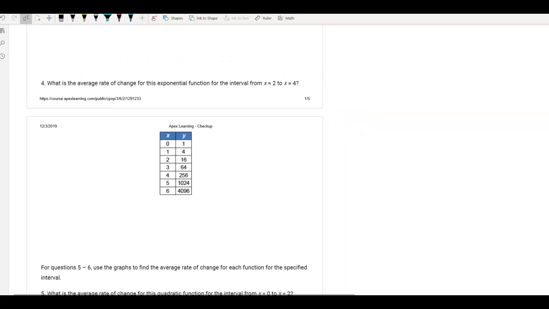What is the average rate of change for the exponential function from the interval 2 to 4? Well, if I look at this, all I'm going to do is find the slope between those two points. So 256 minus 16 over 4 minus 2 will give you 240 over 2, which is 120.